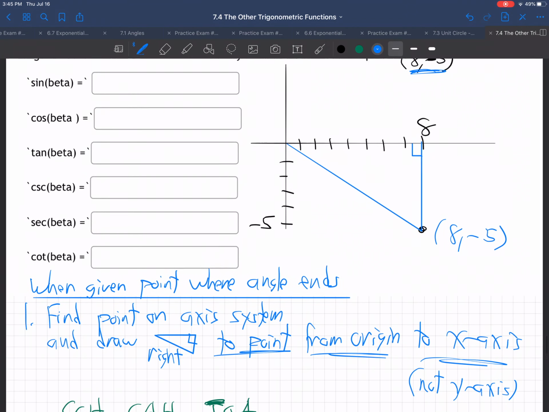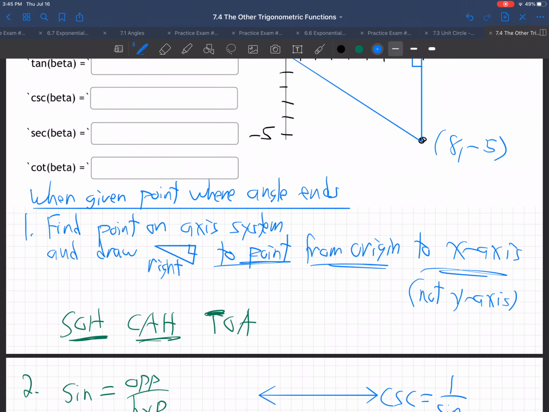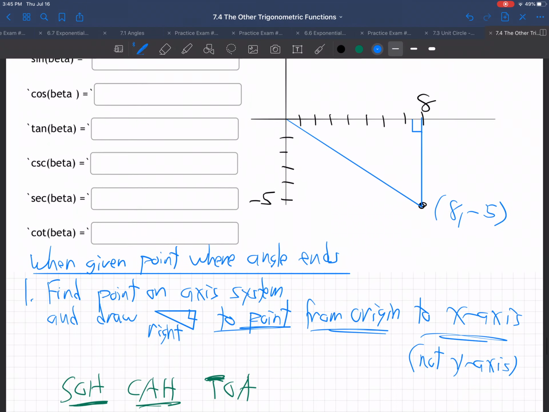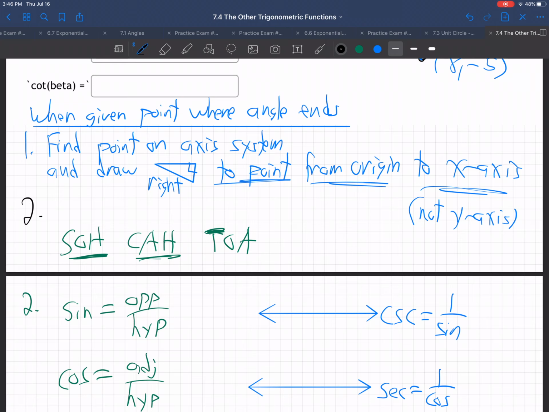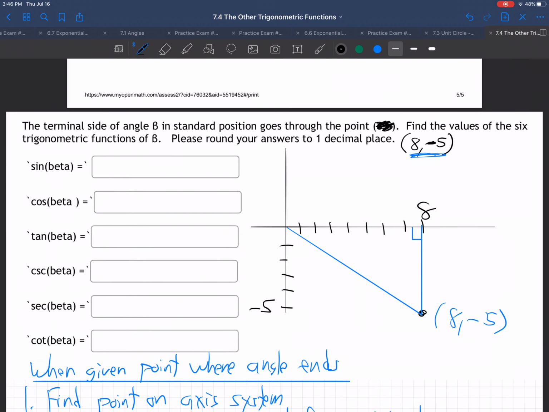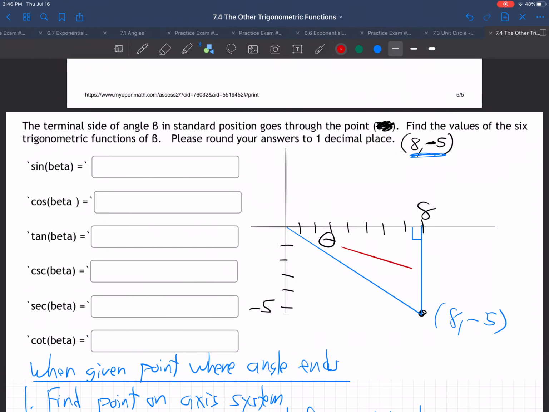Now, one thing I forgot is to put the angle. So let me say, this is step 3. Put theta at the origin. So there's theta, which means this is the opposite side from theta. This is the opposite, and this is across from the right angle.